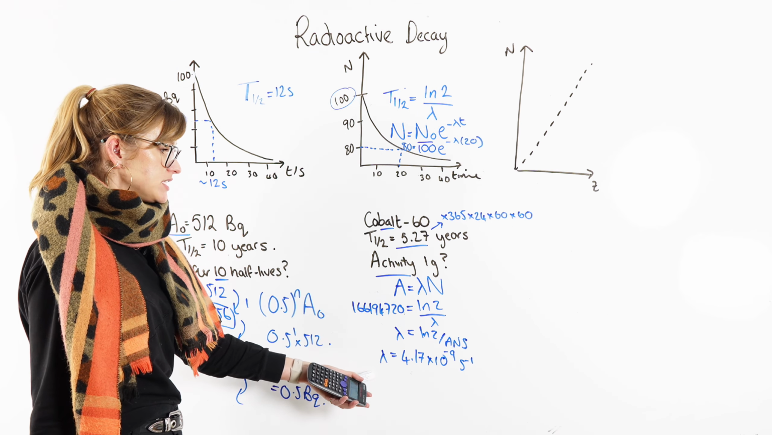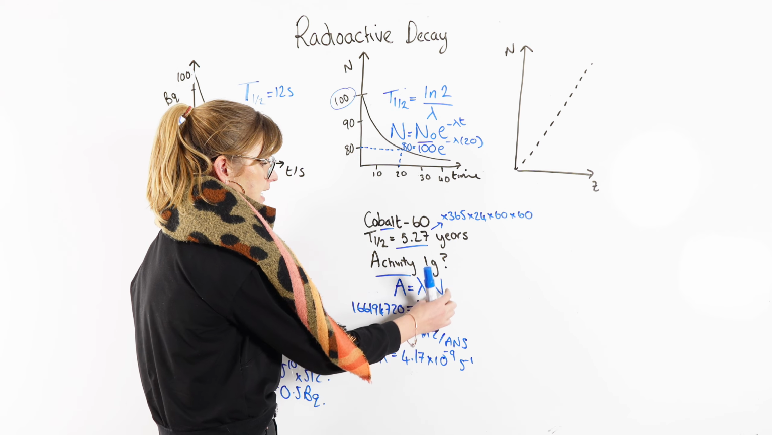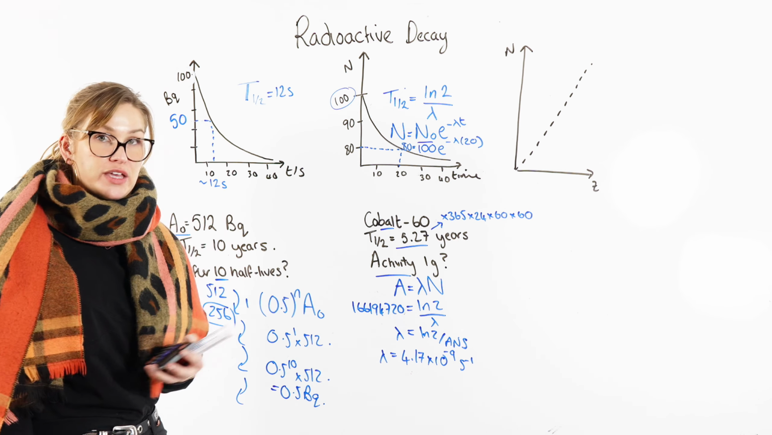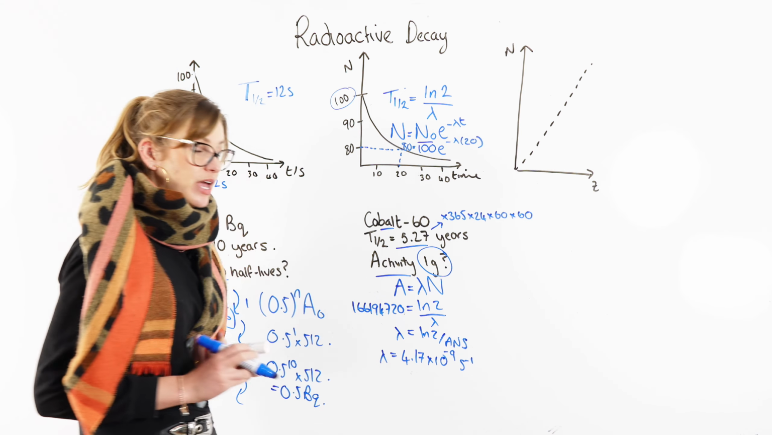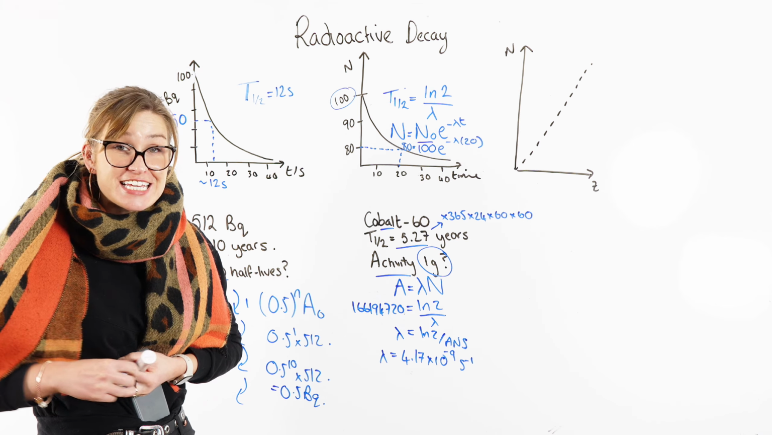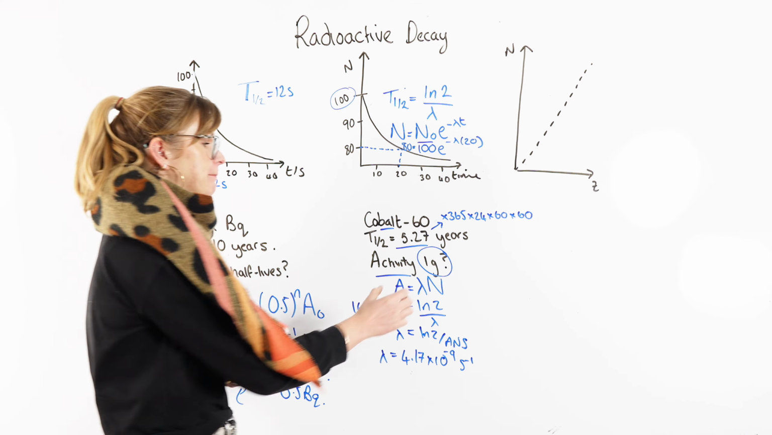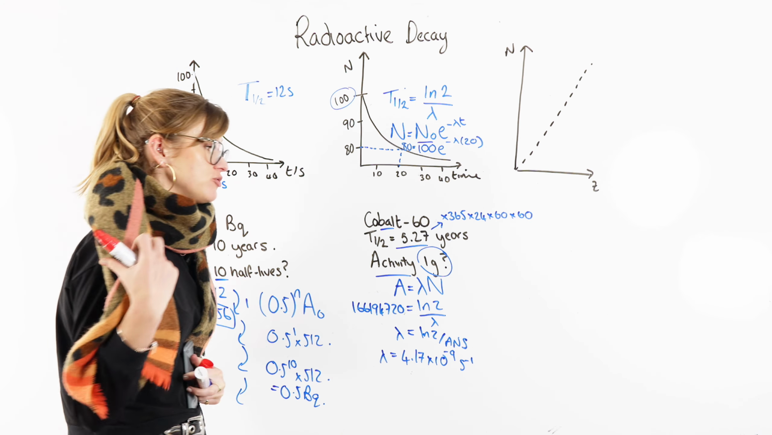Okay, so now I have the decay constant, I can find out what my activity is. So my activity is equal to that decay constant times the number of nuclei. Hopefully you're thinking here, I don't have the number of nuclei, I have the mass. So that's when you have to use your two equations from GCSEs to figure out how we get from a mass into a number of nuclei.